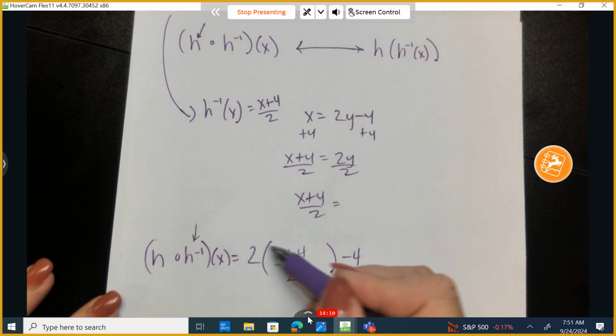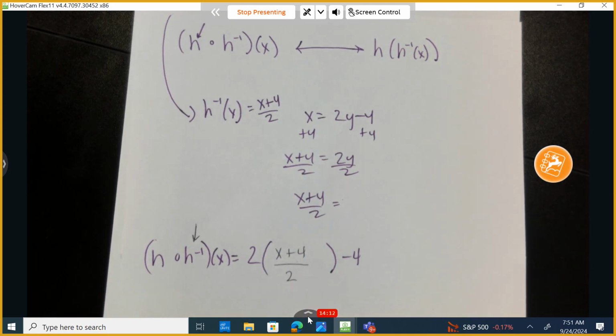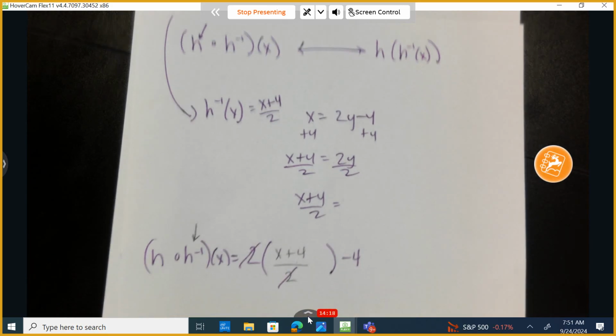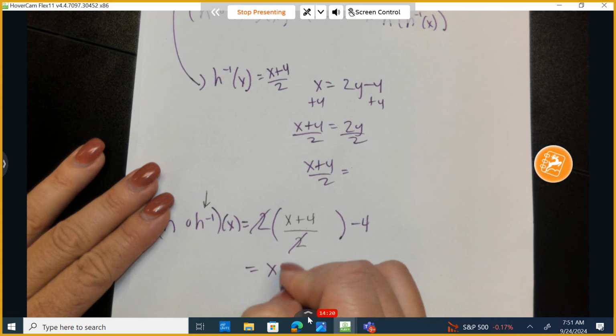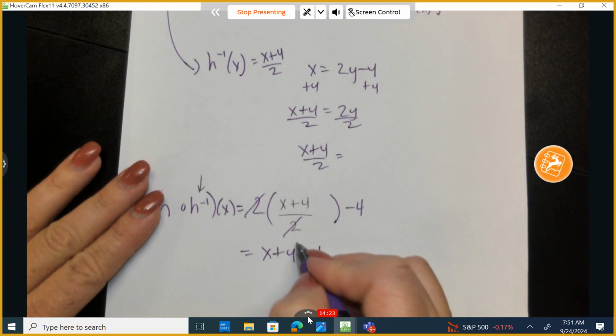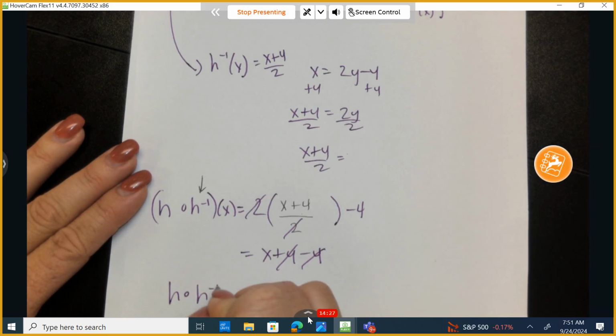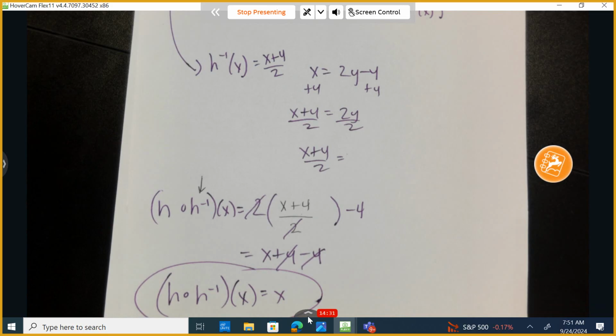Now, yes, I could go through and distribute the 2 to the top, but even easier, we have a 2 that's being multiplied and a 2 that's being divided by the same quantity. They simplify to 1, and now I have x plus 4 minus 4. The positive 4 and the negative 4 are going to be eliminated, and we're going to learn more in the next lesson about why this is important when we talk about inverse functions. Right now we're just practicing composition of functions.